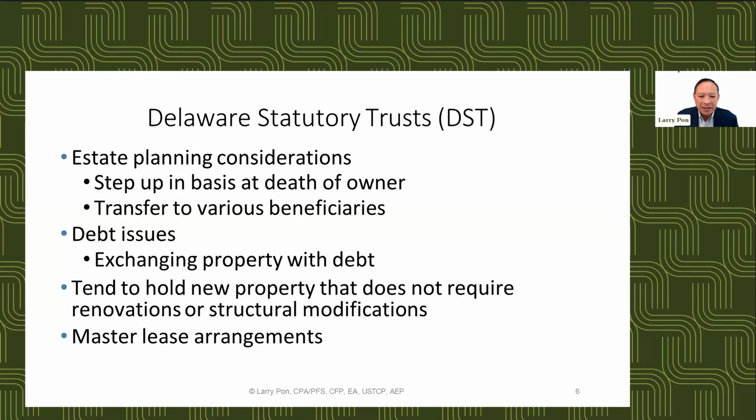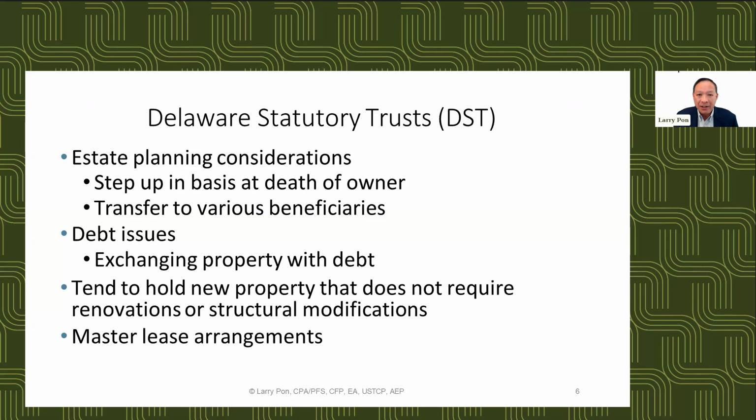With most DSTs, they tend to be new property or a newly remodeled property. If it's an acquisition of an older property, like let's say an old hotel, we've been to a lot of hotels that look kind of tired, so instead of remodeling, they'll just sell it. Then the new owner will spend the time and energy to remodel the property. So most DSTs tend to be new properties, and as such, it's not going to need a lot of renovation expense or structural modifications.